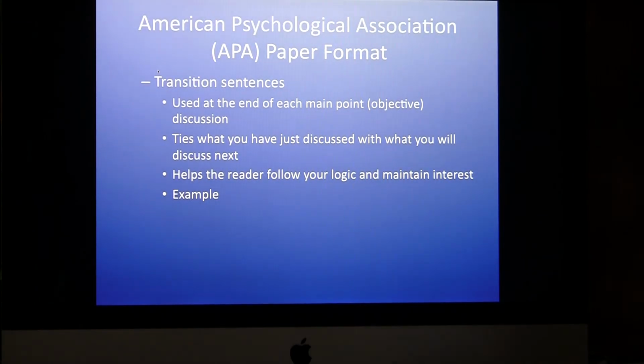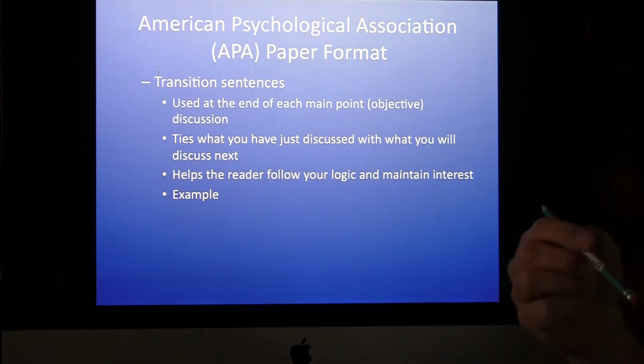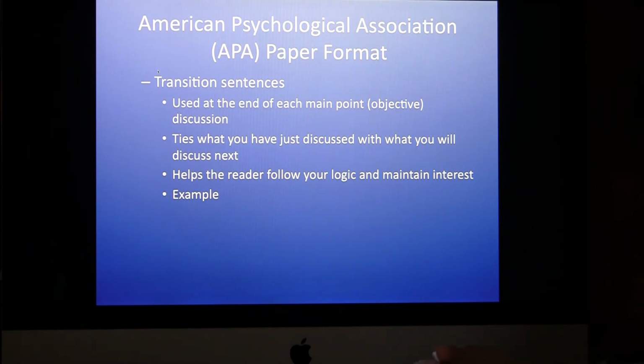Moving on. In between each main point, we need to use a transition sentence. It's generally done at the end of each main point, but it can be done at the beginning of the subsequent main point. Most people do it at the end of the main point. It's a little easier to do. And I'll show you an example in a second. And so what a transition sentence does is that it ties what you've just discussed with what you'll discuss next. It helps the reader follow the logic and the flow of your paper. It helps not only keep them interested, but it's got a natural flow to it.